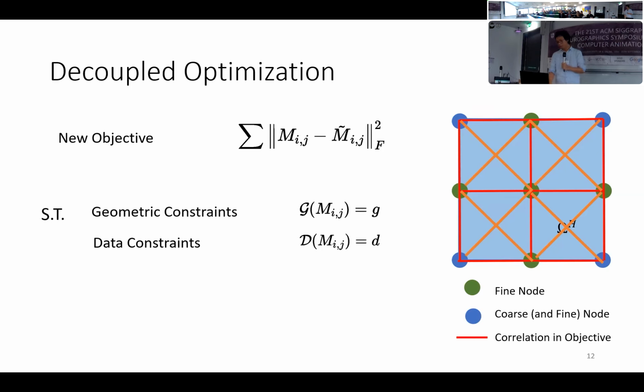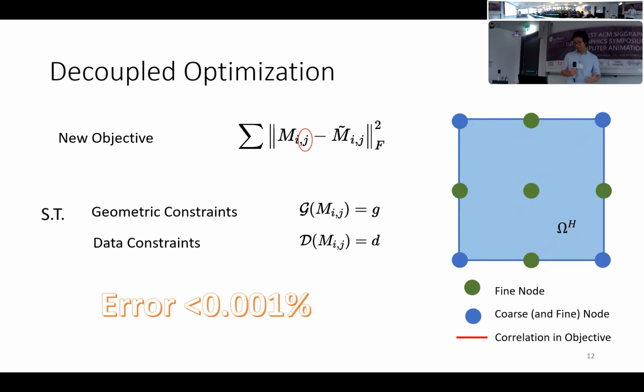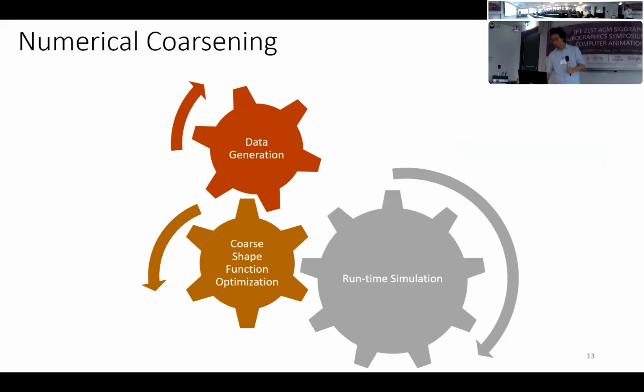So for each fine node J, the constraints are independent. And the property of the minimization of the Frobenius norm shows here. It makes sure that you can separate each individual node. And now, even with the decoupled optimization, we can achieve an error less than 0.001% compared to the full optimization. And now let's see how we can generate the data.